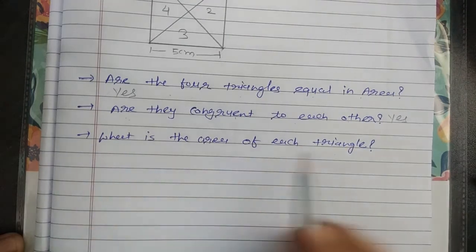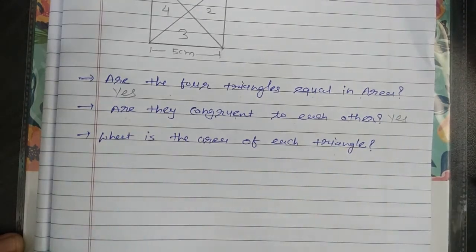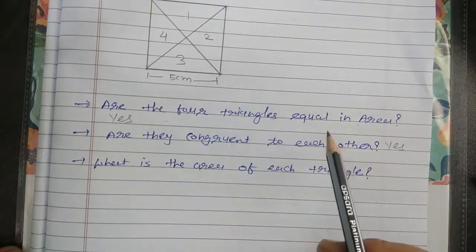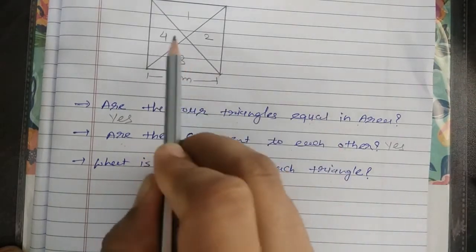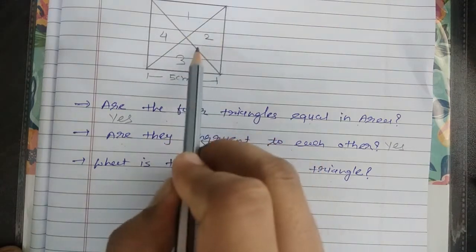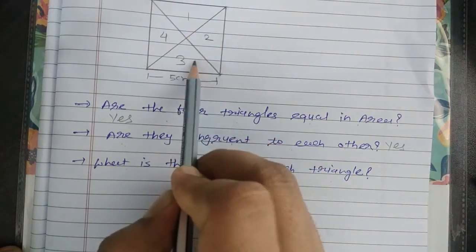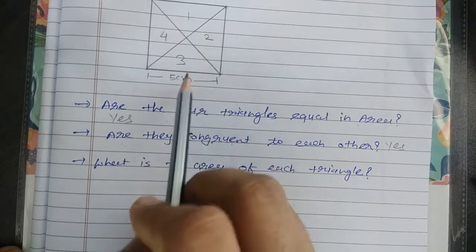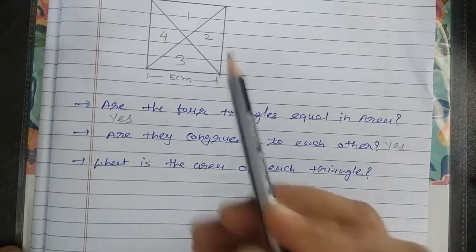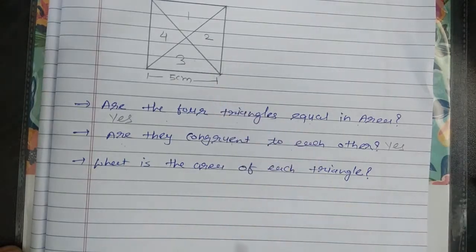And what is the area of each triangle? Here we can see that these 4 triangles have equal area. So when we add the areas of these 4 triangles, we get the area of the square. So what will be the area of each triangle? It is nothing but 1 by 4 the area of the square.